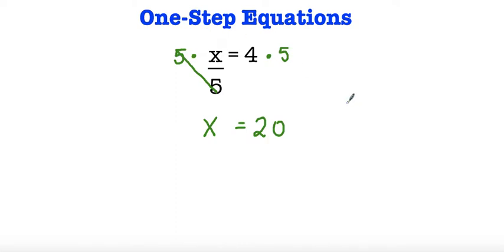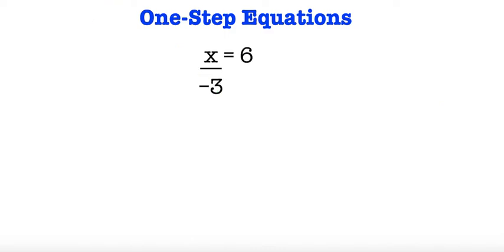So if I want to go back and check my answer, I have to substitute for x. So 20 divided by 5 is equal to 4. 20 divided by 5 is 4, so we know that this is true. So x is 20.